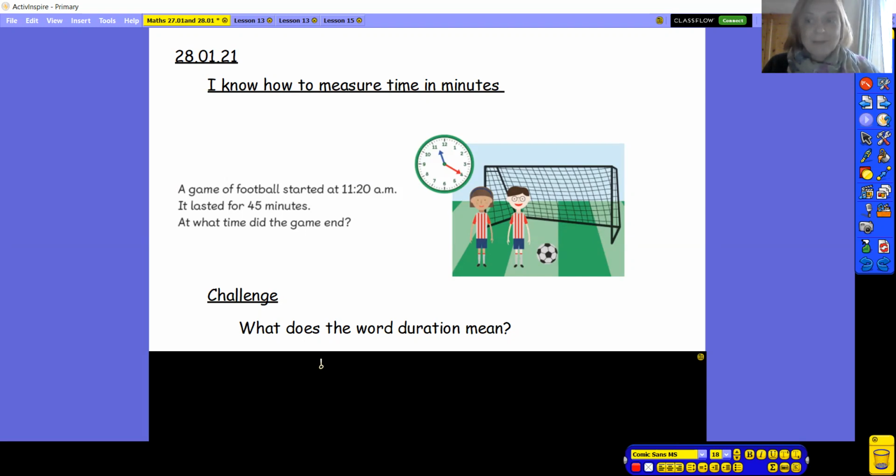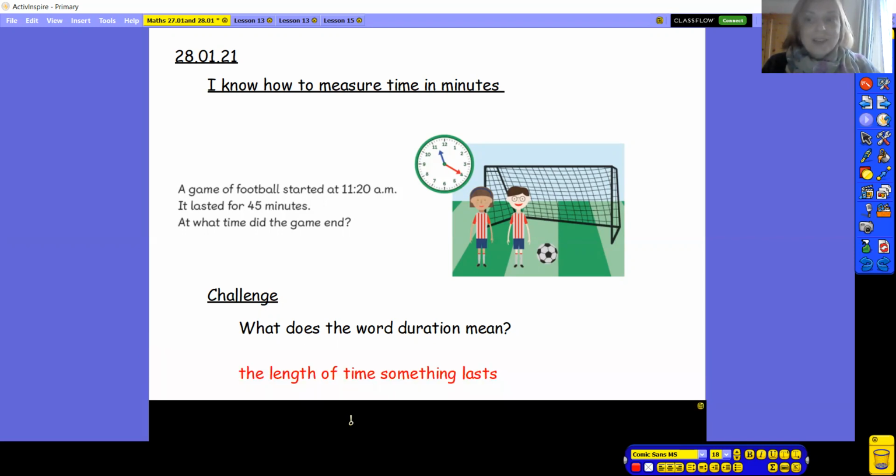Right, you're back now. Is that 5-10 minutes? Did you manage to complete both those tasks? If you did, well done. If you tried your hardest, don't worry. So I'm going to look at the challenge first today. It says, what does the word duration mean? Well, I looked up in a couple of dictionaries because I wasn't too sure, and I like this definition the best. So the word duration means the length of time something lasts.